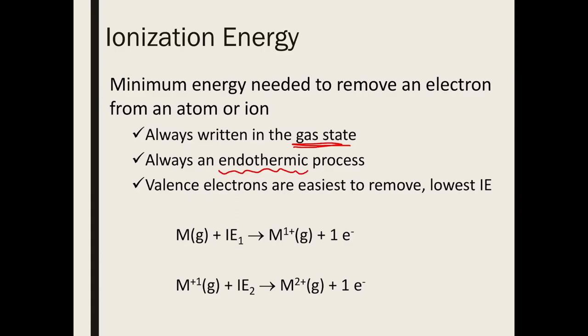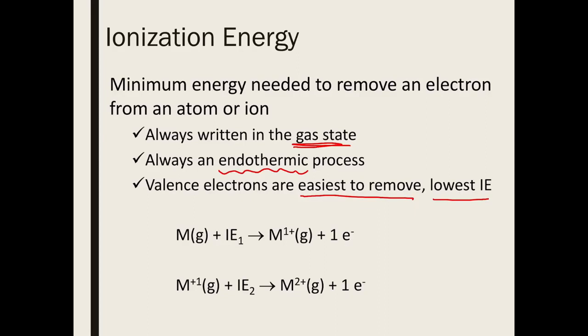Electrons don't spontaneously just fall off these atoms. You have to go in and pull them off. So it's an endothermic reaction. Energy has to be put in to pull the electron off. If you have an electron that is easy to remove, that means it has a low ionization energy. You can think about this as an energy cost.